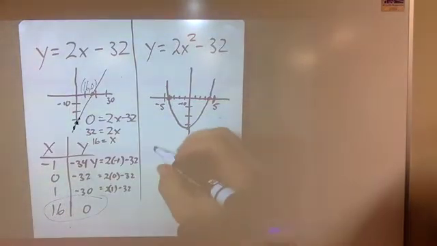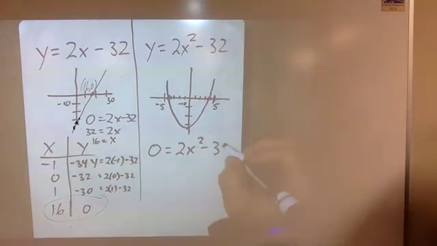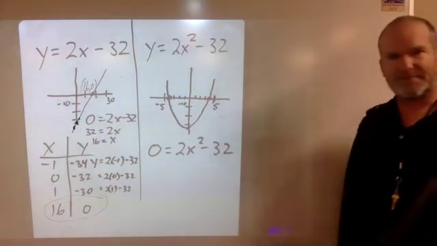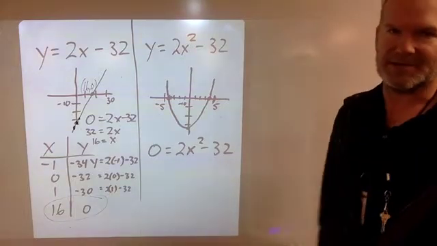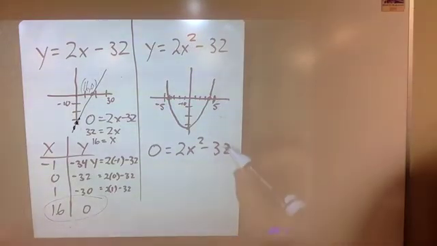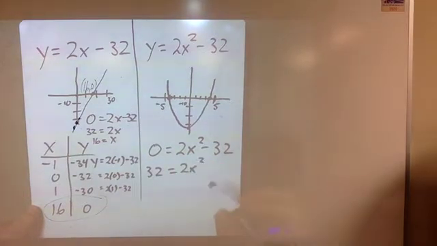So if y is 0, you've got 2x squared minus 32. Now how do you solve for x? The exact same way we just did. There's just one more step at the end. So let's get to the end. You add 32 to the other side. You divide by 2 to get x by itself. So 16 is equal to x squared.